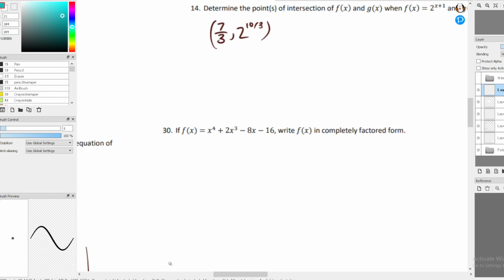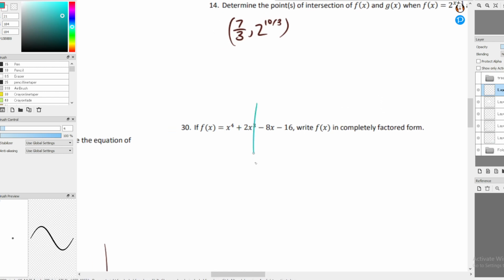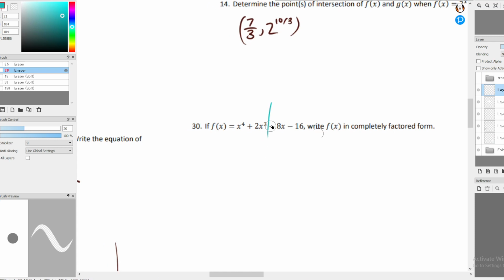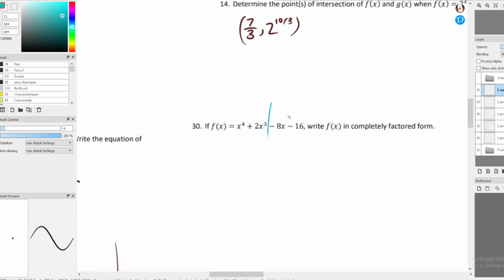Anyway, 30 is saying if f of x equals x to the 4th power plus 2x to the 3rd power minus 8x minus 16, we want to write it in completely factored form. When you have 4 terms like this, it's a good indicator that we're probably going to be factoring by grouping. So we just split these apart and look for GCFs. And our goal is to get the insides to be the same.